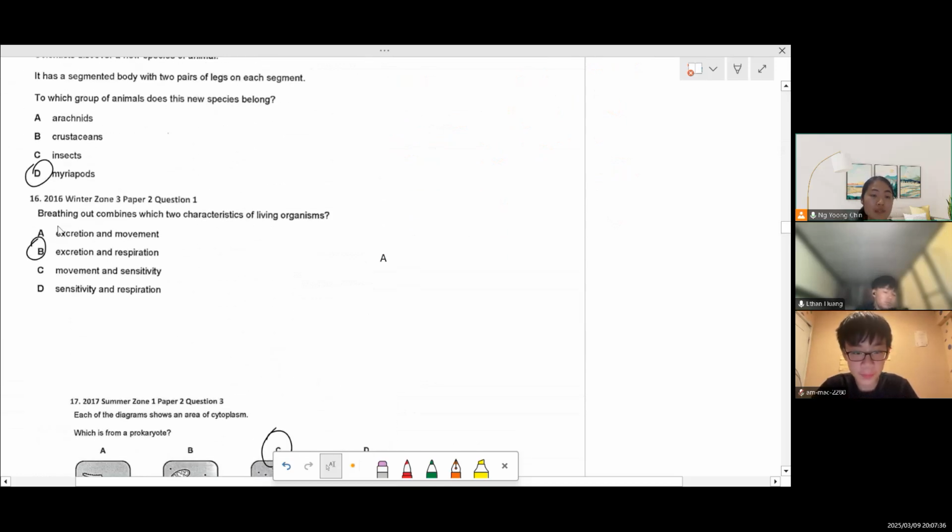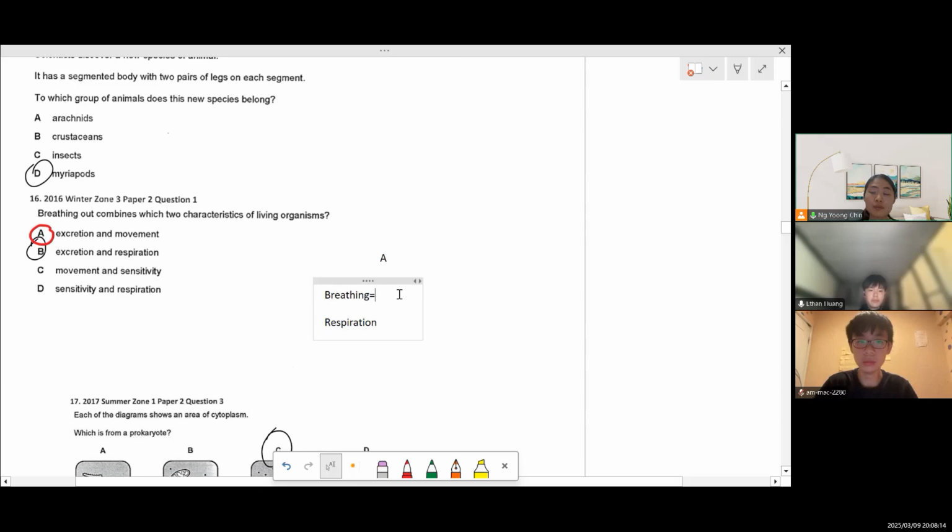For this one, breathing out combines with the characteristics of living organisms. So the answer is A, excretion and movement. Okay, breathing out. What is meant by breathing out? Maybe you should differentiate. There are 2 terms here. One is breathing. Another one is respiration. So what is the difference between breathing and respiration?